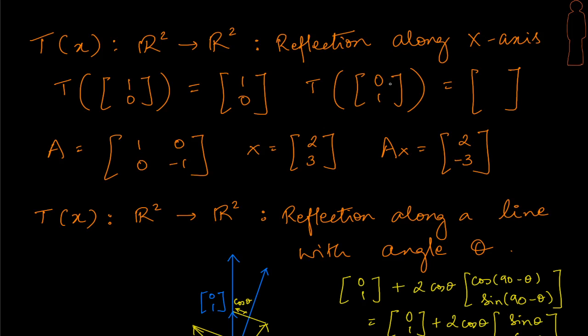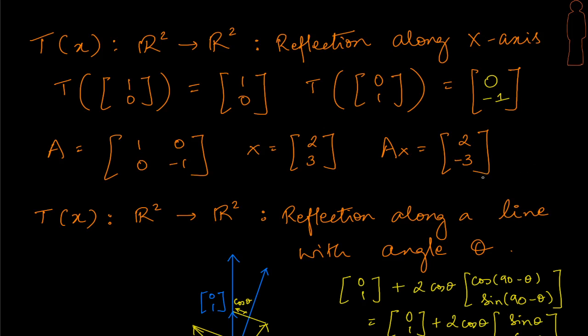Interesting question. What would happen to 0, 1? If I try to reflect this, what would happen? It would go to the other side, and therefore I will be getting here 0, minus 1. And that's the matrix that we picked up here: 1, 0, 0, minus 1. Let's try and apply it on 2, 3. We are getting 2, minus 3. You can imagine the diagram and see it is indeed the proper reflection along the x-axis.